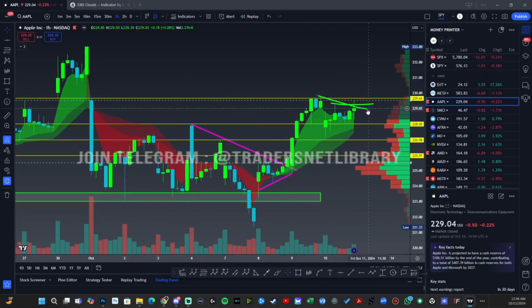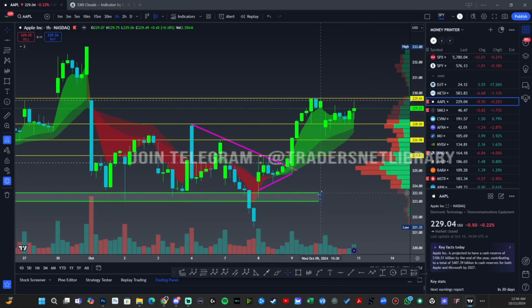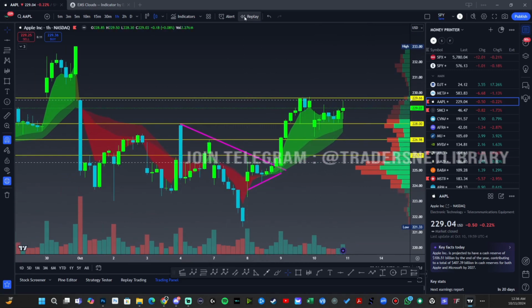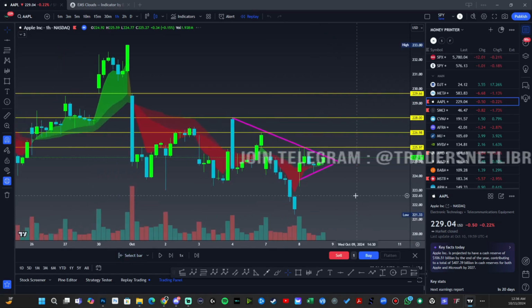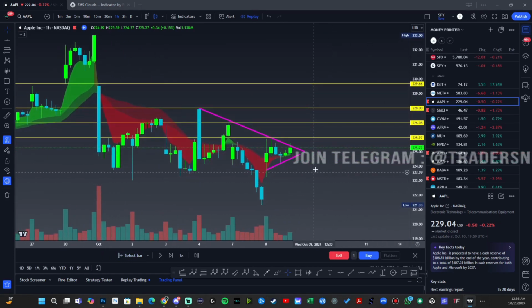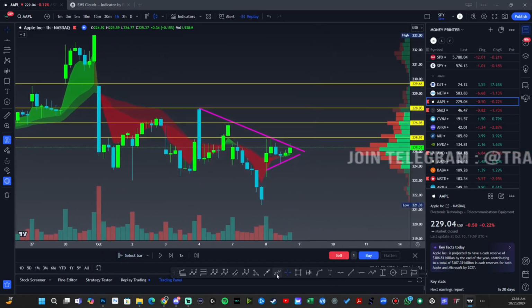Let's remove this so it's a little bit cleaner. So this is what the setup would look like at this point here, right? This is what it looks like. So we enter at the break of this wedge. We're going to have a stop loss either below this low.